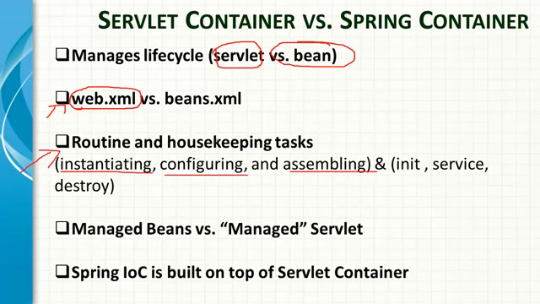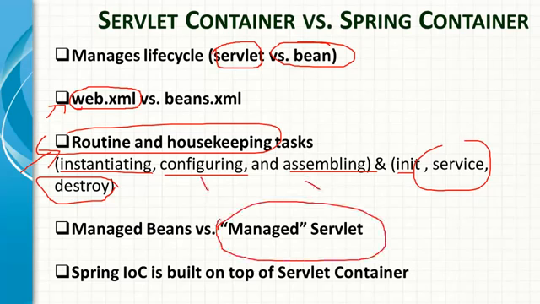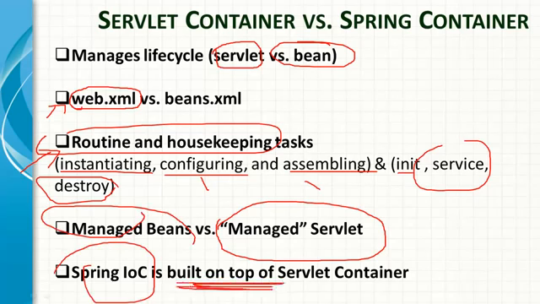What Spring container does for you is the routine and housekeeping tasks, similar to servlet container. Servlet container manages servlets, initializes them, makes them available for service, and destroys them when they are not needed, when they are removed. And similarly, Spring container manages beans for you. It does the instantiation, configuration and assembling of beans. In a servlet container you are managing servlets, in a Spring container you are managing beans. And Spring IOC is built on top of servlet container.